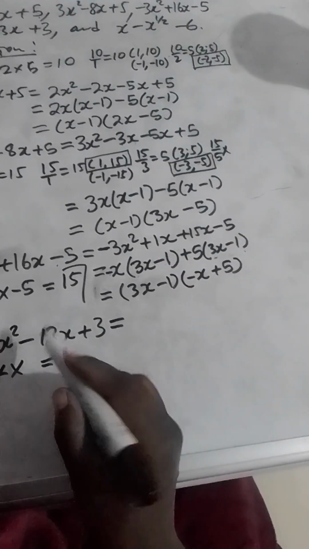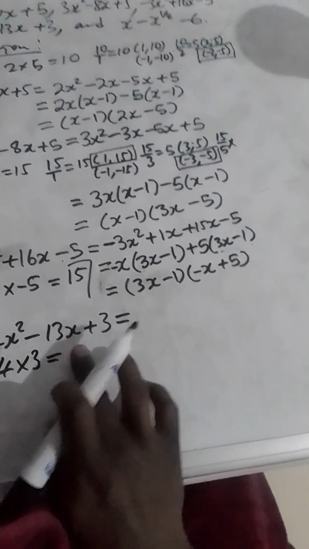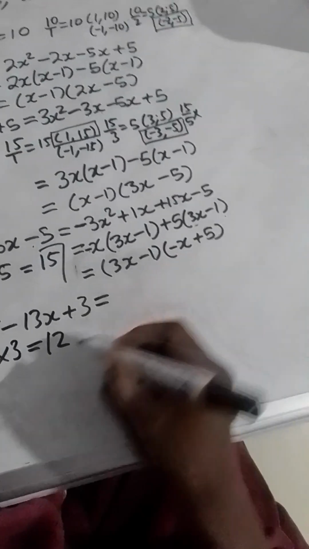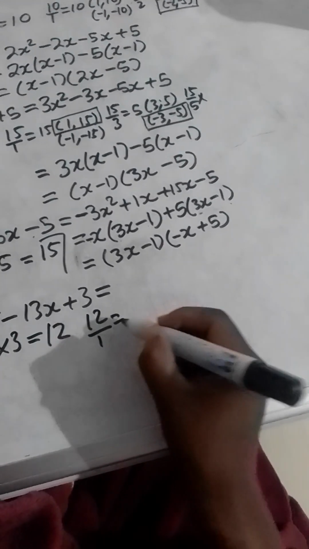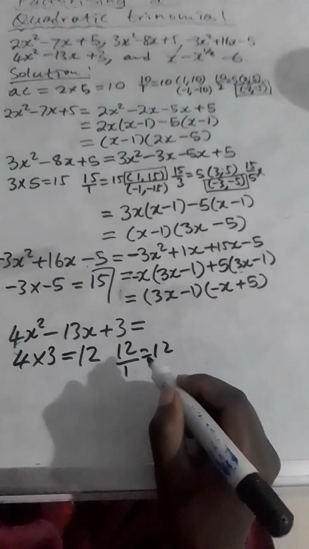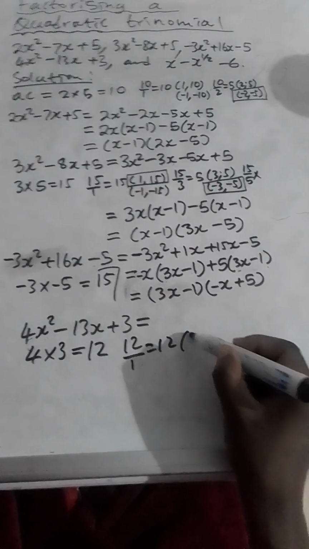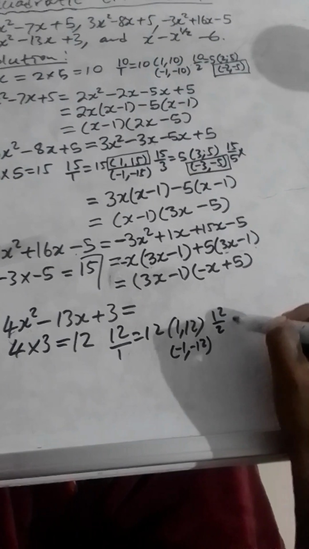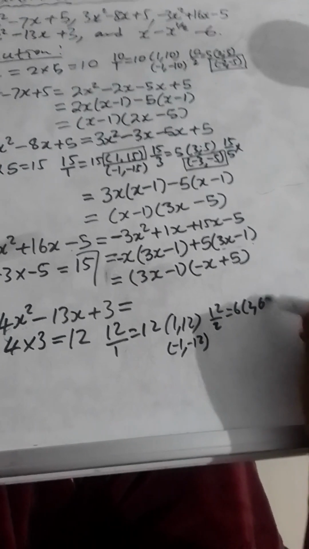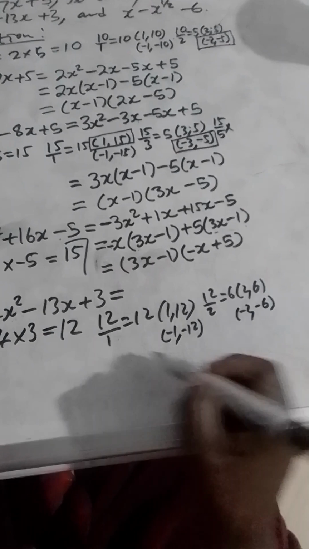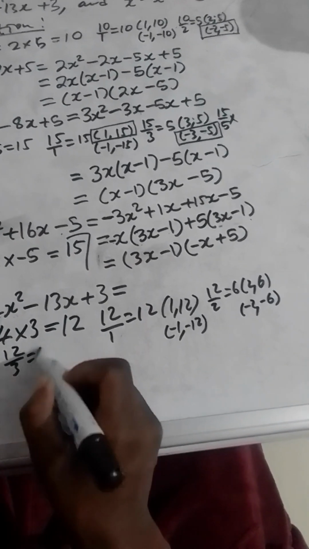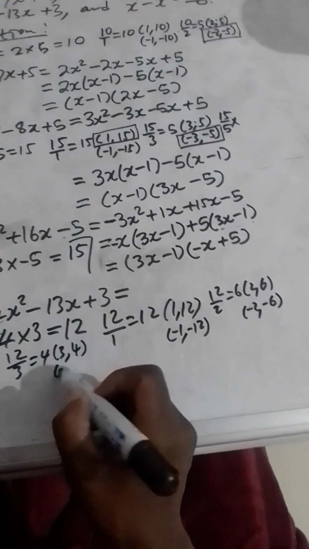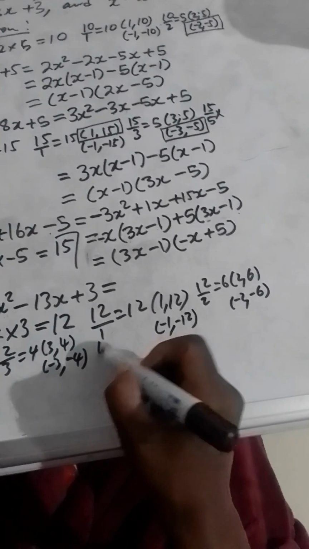So what we need is factors of 4 times 3, which is 12. That will give us negative 13. Right, so factors of 12 that will give us negative 13. We start with 1. 12 divided by 1 is 12, so we have 1 and 12, and negative 1 and negative 12. Then 12 divided by 2 is 6, so we have 2 and 6, negative 2 and negative 6. Then 12 divided by 3 is 4, so we have 3 and 4, negative 3, negative 4. And then 12 divided by 4, well, we already have 4, so we stop.